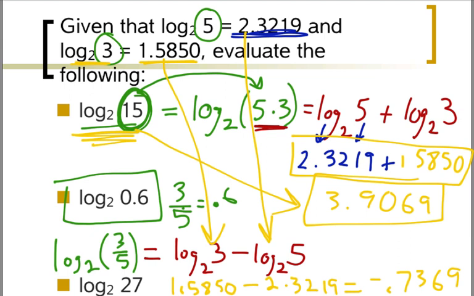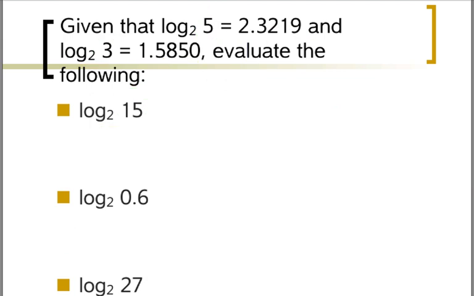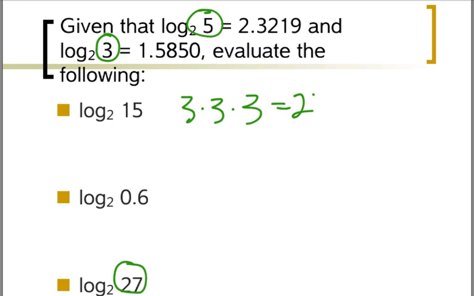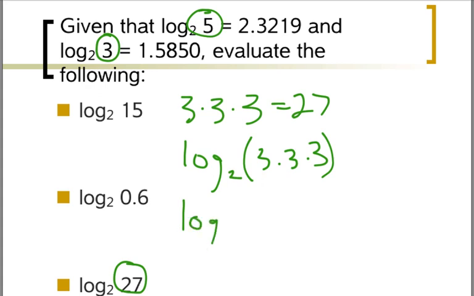Now let's do this final one, log base 2 of 27. And in order to get this one, I've again got to think of how can I multiply 3 and 5 or 5 in any fashion to get 27. I need to rewrite 27. Well, 3 times 3 times 3 gives you 27. So I can actually rewrite this to be log base 2 of 3 times 3 times 3. Or I can rewrite it to be log base 2 of 3 cubed.